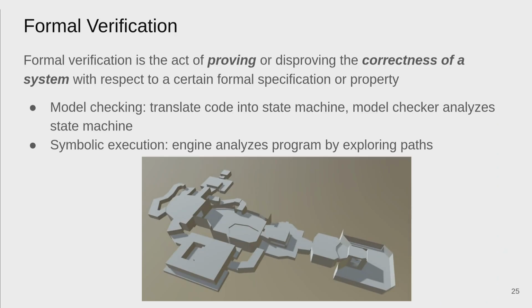So formal verification is the act of proving or disproving the correctness of a system with respect to a certain formal specification or property. So you are defining a model of the software of what it should actually do, and then you're proving that the code that you have written actually follows this model, and there cannot be any violations to that model. So for model checking, you translate code into a state machine, and the model checker then analyzes the state machine so there are no violations possible.